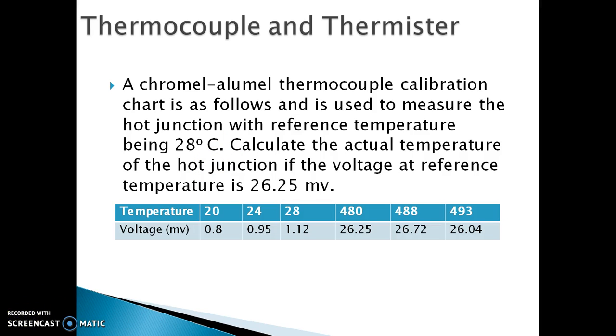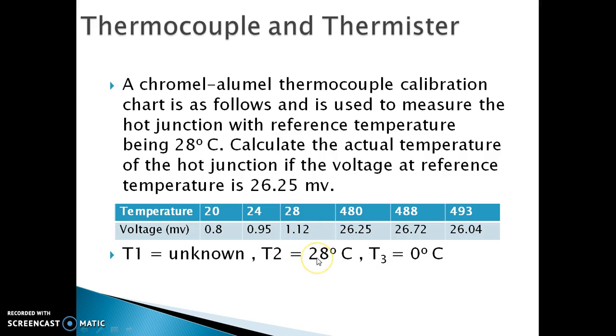I hope you have solved the sum and got a proper answer. What we have to do here is find out the actual hot junction temperature. Remember, in a thermocouple, we always get a difference of temperature and not an exact or absolute value of temperature as a measurement. So here we have the given data as T1, which we have to find out. T2 is the reference temperature, which is given here as 28 degrees Celsius. And T3 is the temperature which is maintained at the cold junction, that is 0 degrees Celsius.